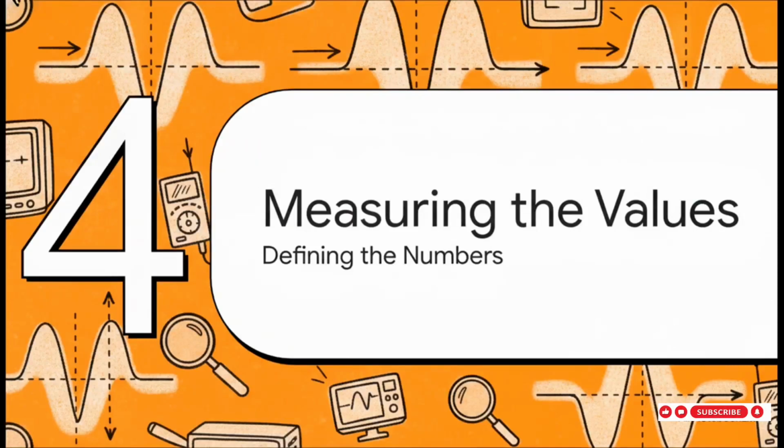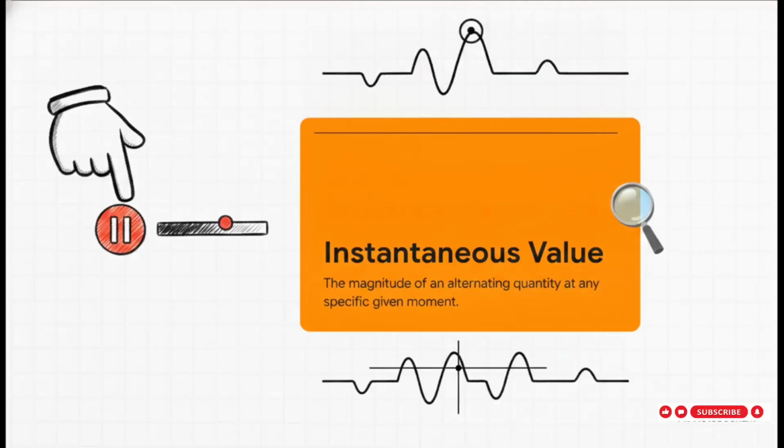Section 4, measuring the values. Which actually brings up a really important question. How do engineers take reliable measurements of a wave that's literally changing its value every millisecond? We need specific tools to pin down these shifting numbers. The most basic measurement we have is the instantaneous value.